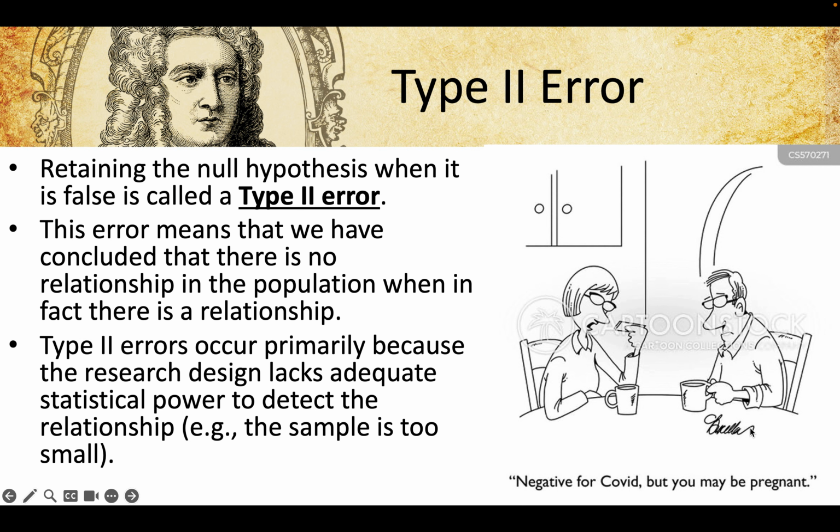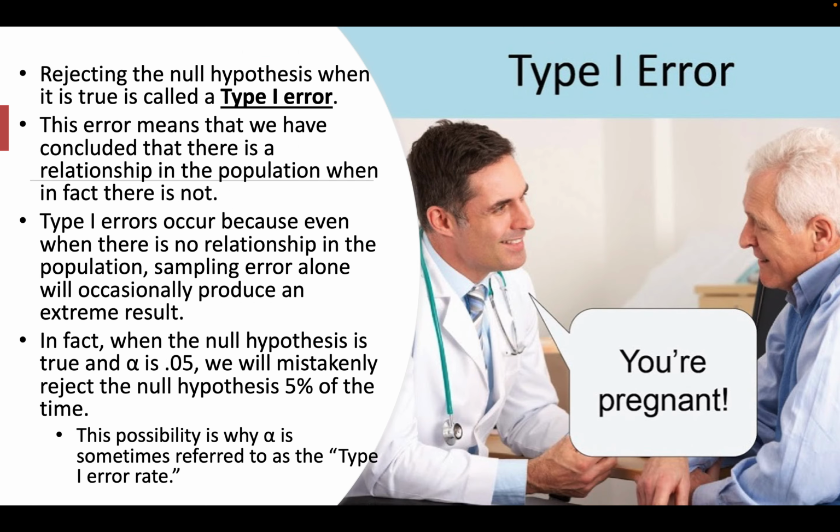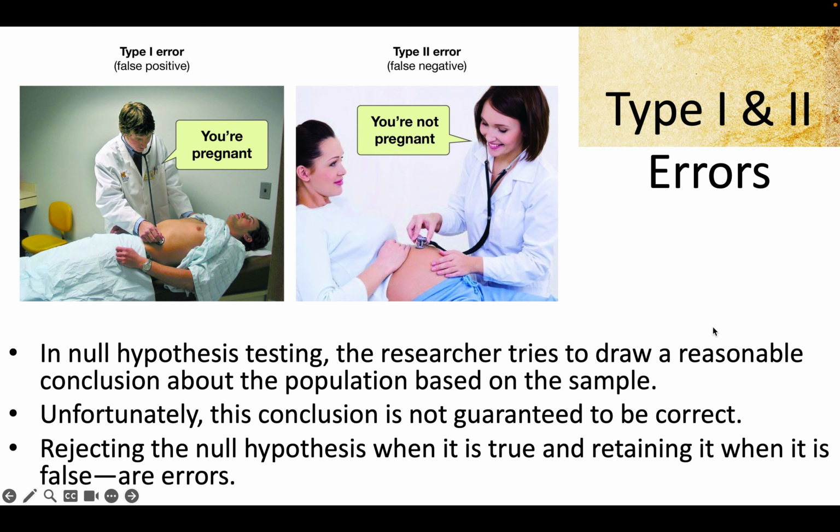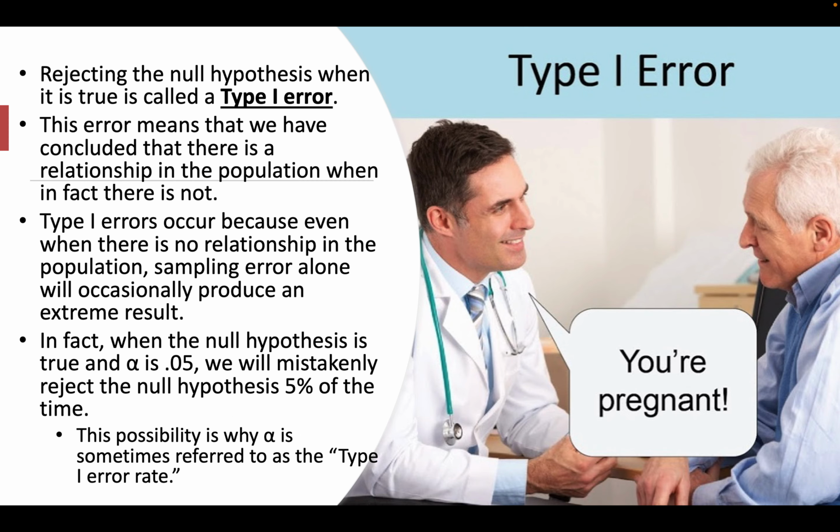Negative for COVID, but you may be pregnant. So this is a type 1 error. This is a type 1 error, and this is a type 2 error. Type 2 error is a false negative. Type 1 errors are false positives.